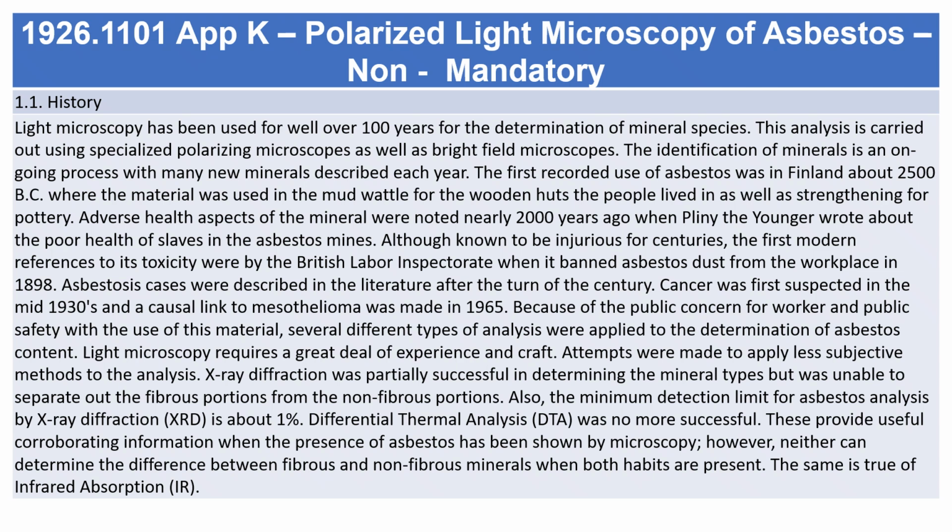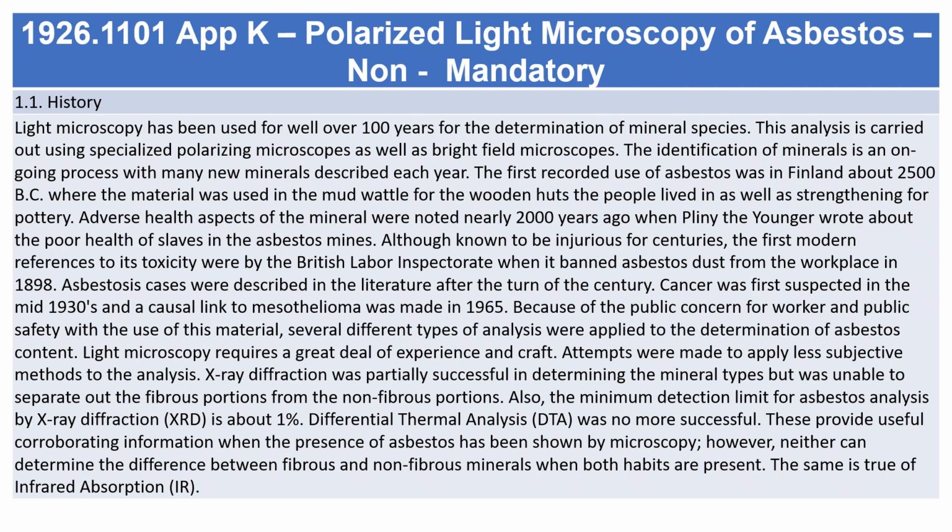Adverse health aspects of the mineral were noted nearly 2,000 years ago when Pliny the Younger wrote about the poor health of slaves in the asbestos mines. Although known to be injurious for centuries, the first modern references to its toxicity were by the British Labour Inspectorate when it banned asbestos dust from the workplace in 1898. Asbestosis cases were described in the literature after the turn of the century.